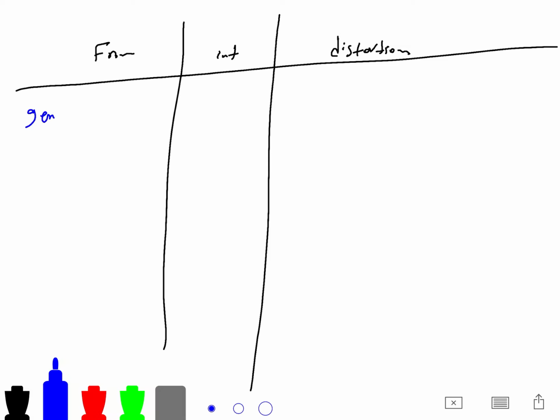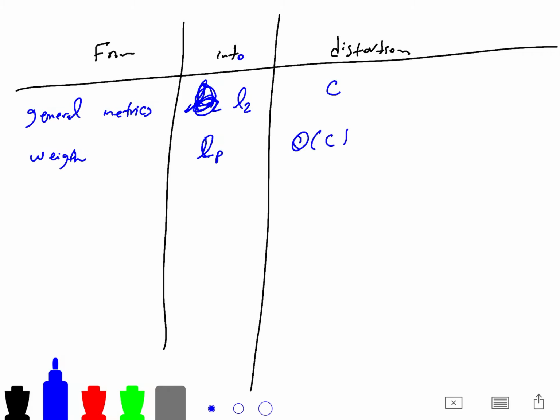So from general metrics into L2, of course this is small l. This is small l. Big L is different things. And we have distortion C. From weighted trees to LP, we have distortion of order of C.